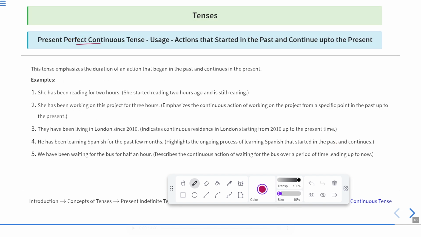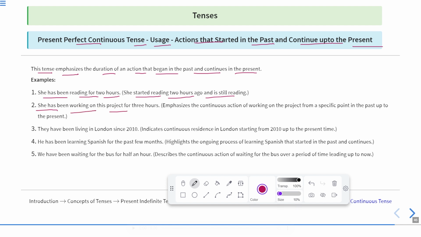Now, the present perfect continuous tense is used for actions that started in the past and continue up to the present. This tense emphasizes the duration of an action that began in the past and continues in the present. Example: she has been reading for 2 hours. So she started reading 2 hours ago and is still reading.